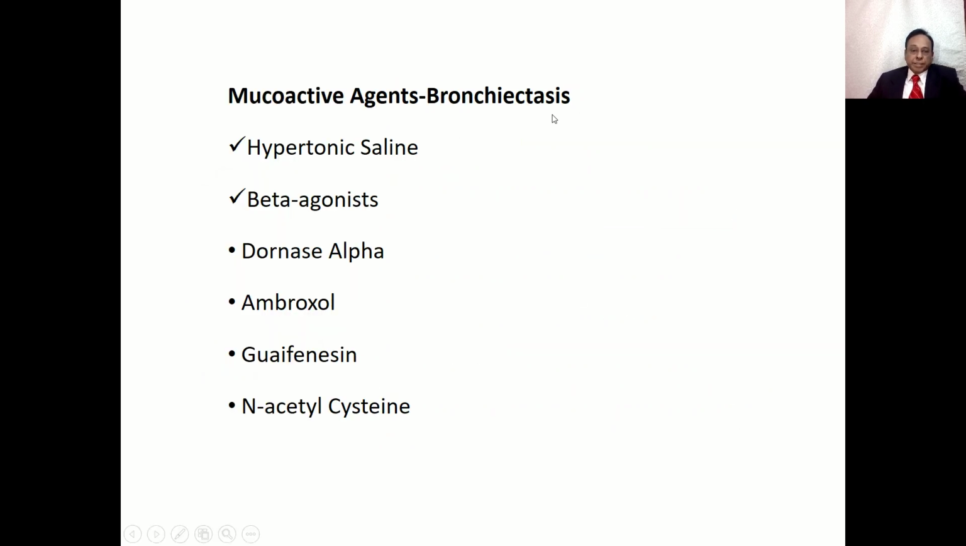Coming to the mucoactive agents, I do not touch all these things, but when I go through the literature, I think none of them are very useful, either in CF bronchiectasis or non-cystic bronchiectasis. Only two things are going to be very useful: hypertonic saline and beta agonist. These two agents are indicated once your child comes with an exacerbation, treatment is started and the child is getting stabilized; then you have to give hypertonic saline and beta agonist.